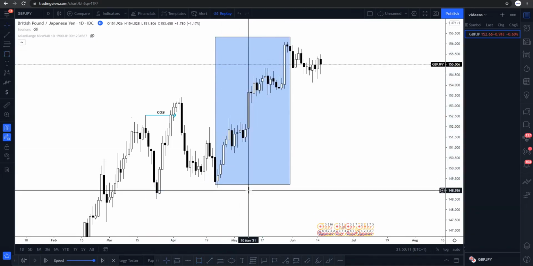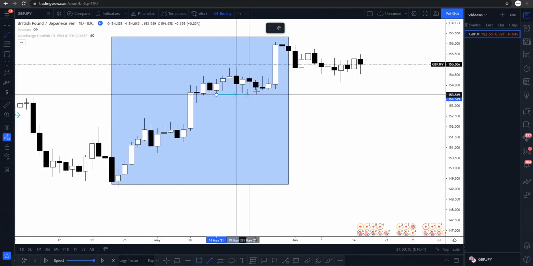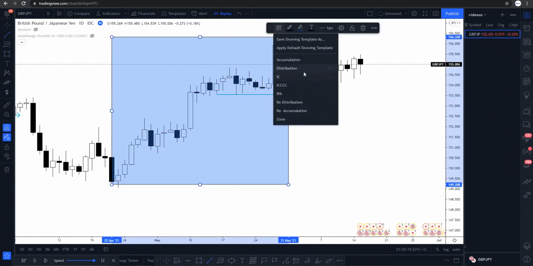And now within this bullish rally, what I did end up seeing is that we had one liquidity right over here, right? We had a ton of liquidity.